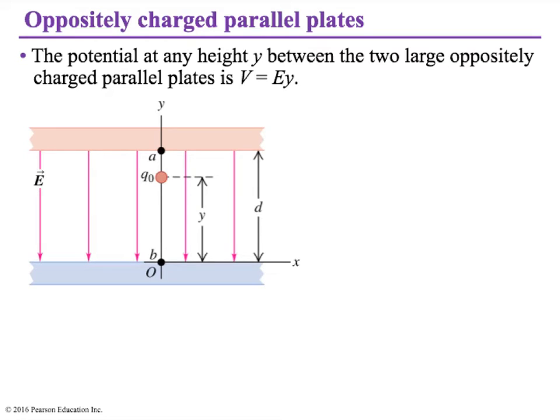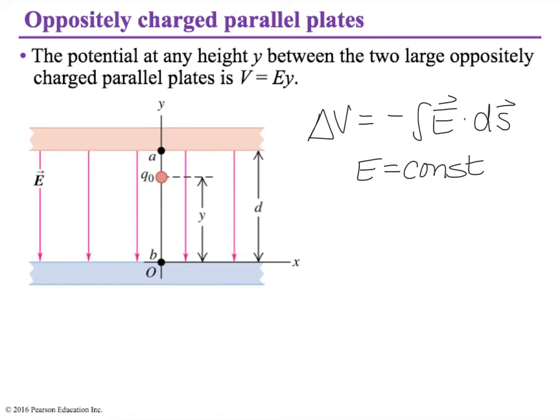One of the nice, helpful relationships that we learn when we're talking about change in potential is: what about the change in potential as I move in a uniform electric field? An example of this would be the electric field between 2 oppositely charged parallel plates. The electric field inside here is constant.